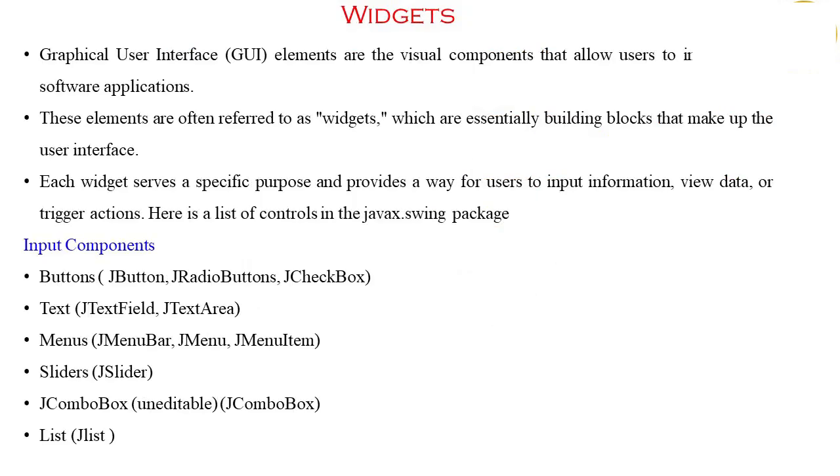Widgets. Graphical user interface elements are the visual components that allow users to interact with a software application. These elements are often referred to as widgets, which are essentially building blocks that make up the user interface. Each widget serves a specific purpose and provides a way for the user to input information, view data or trigger actions.